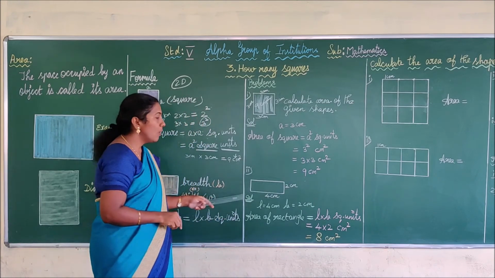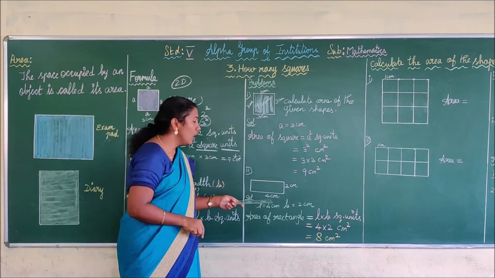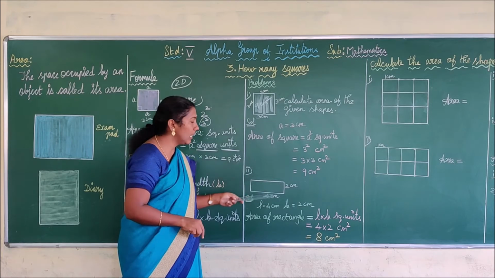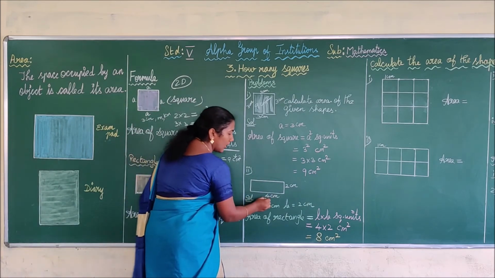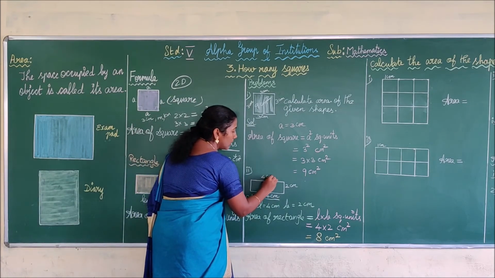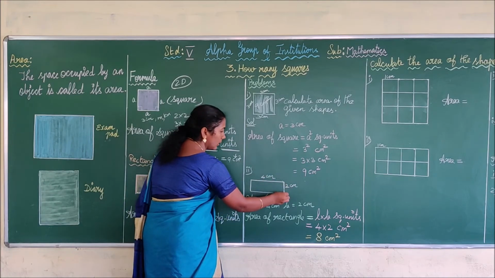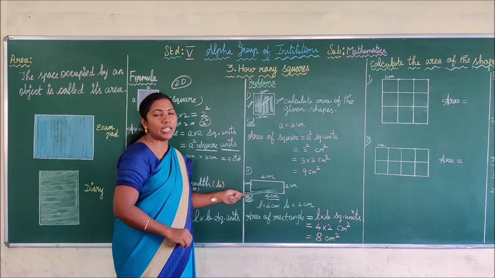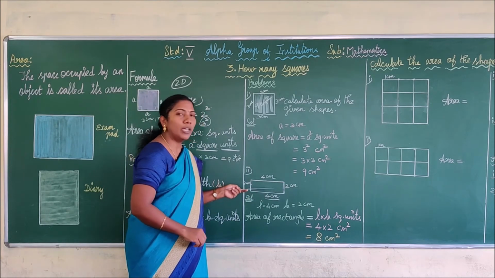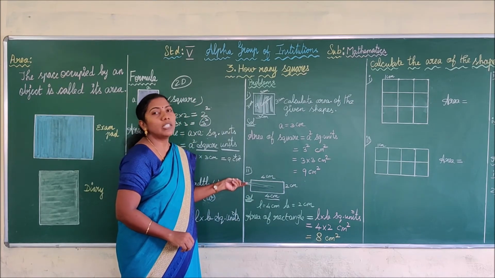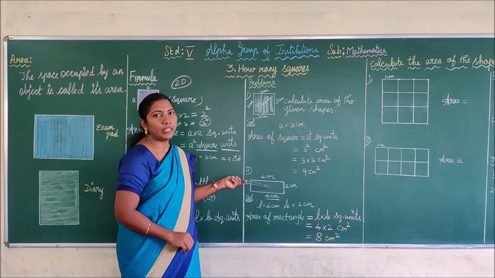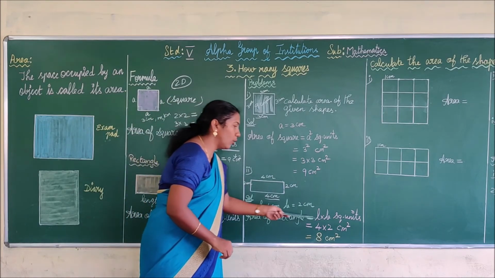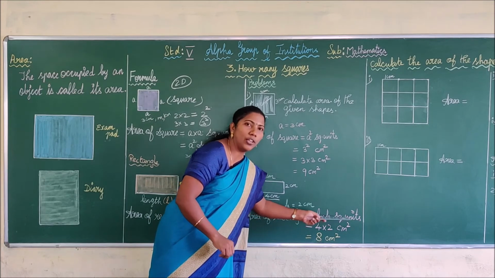Next we are going to see the next sum. What is the shape? See, all the sides are equal? No, only the opposite sides are equal. Here also 4 centimeter. This is also 4 centimeter. Here 2 centimeter. It means this also 2 centimeter. That is, opposite sides are equal. So what is the shape? Yes, very good. Rectangle. What is the formula for calculating the area of rectangle? Area of rectangle equal to L into B square units.